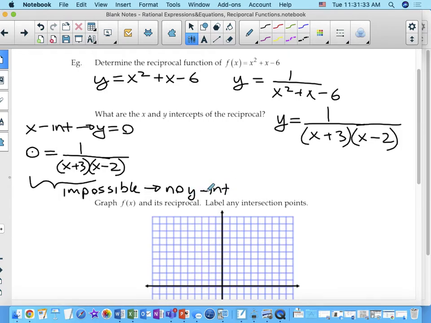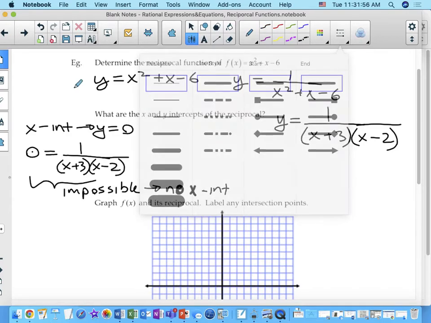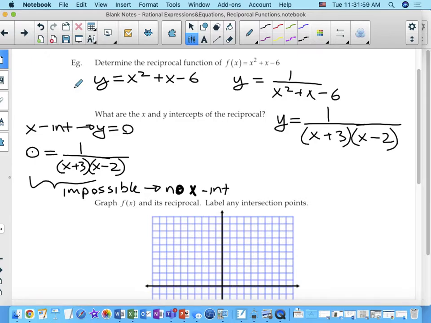Okay? This thing never touches the y-axis, never crosses the y-axis. Or sorry, no, x-axis. Never mind. No x-intercept, my bad. Y never equals 0. No x-intercept, because y never equals 0. Right? We can't find an x value where this is true.